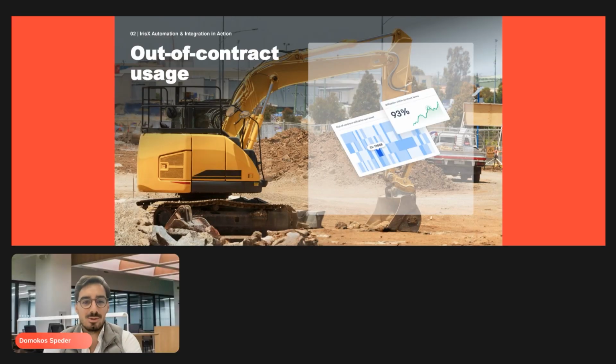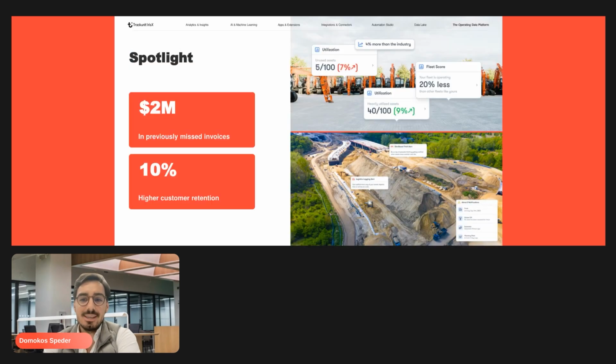With out-of-contract usage, what we have seen is from a 5,000 machine generalist rental company surfacing about $2 million worth of previously missed invoices. So what used to take weeks of manual reconciliation now happens instantly. Usage data and contract terms align automatically, as Leo has shown. And the impact is not only top-line revenue or surfaced invoices.